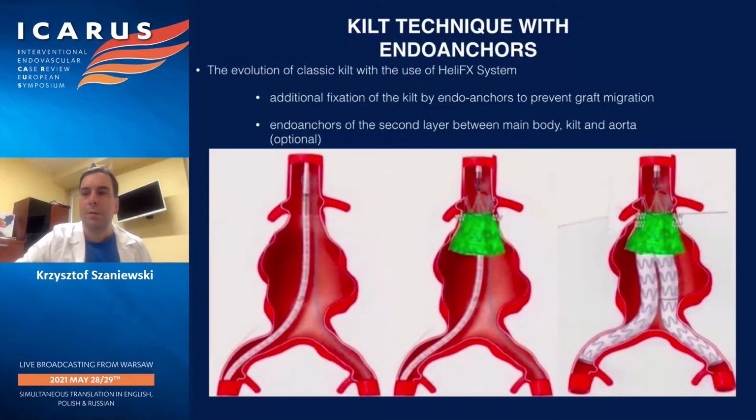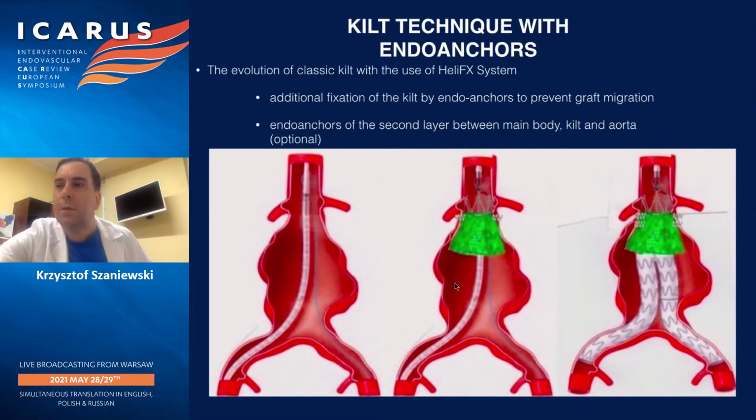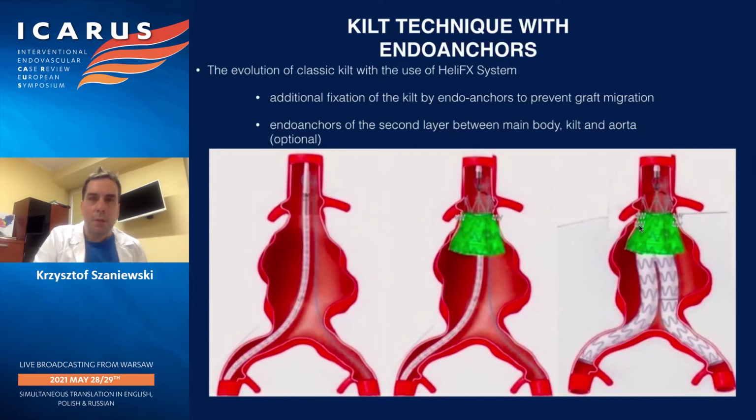And here you can see the same diagram, but with the modification. So it was the natural development of the technique. We thought that additional fixation of the kilt implanted initially would be a good option for the patient, especially with a short neck. Here you can see the staples just below the lowest renal. And it's optional: after implanting the main body, you can also implant other endostaples to fix the main body into the kilt.